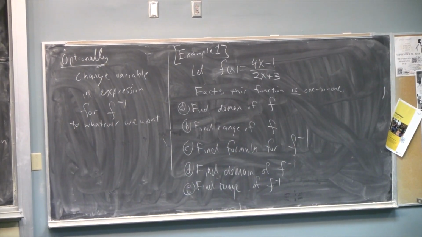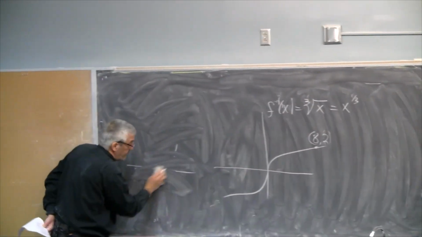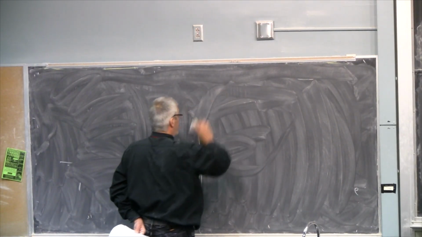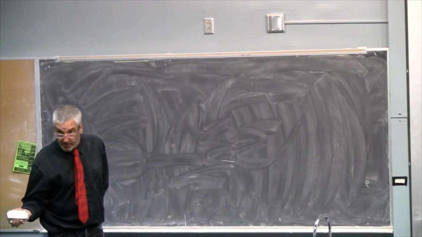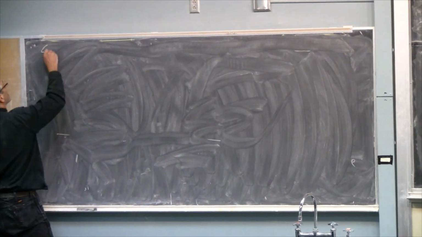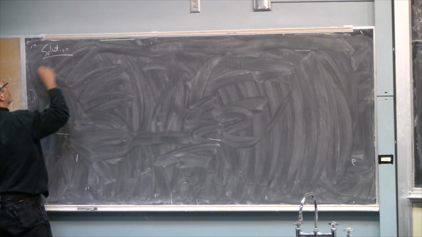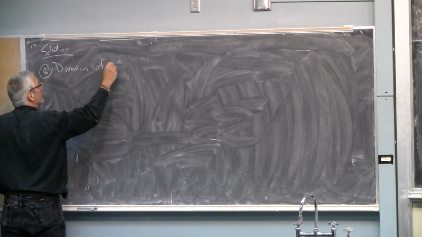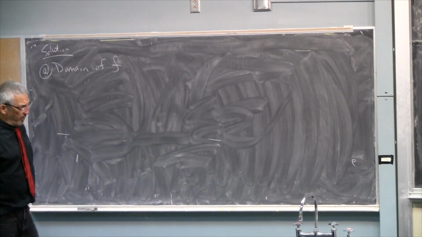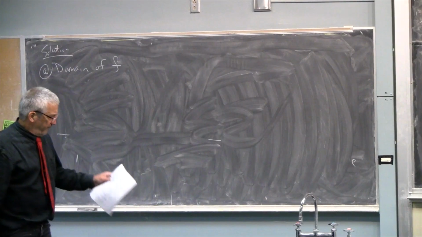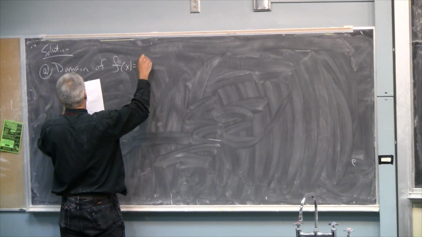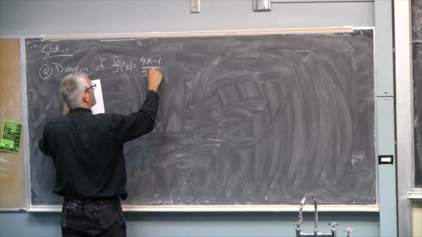All right, I'm going to start working over here. Now, this is all prerequisite material, so I'm going to skip some stuff. But I'm going to tell you what I'm skipping, so you can do it at home. So look at that formula for f of x. f of x equals 4x minus 1 over 2x plus 3.